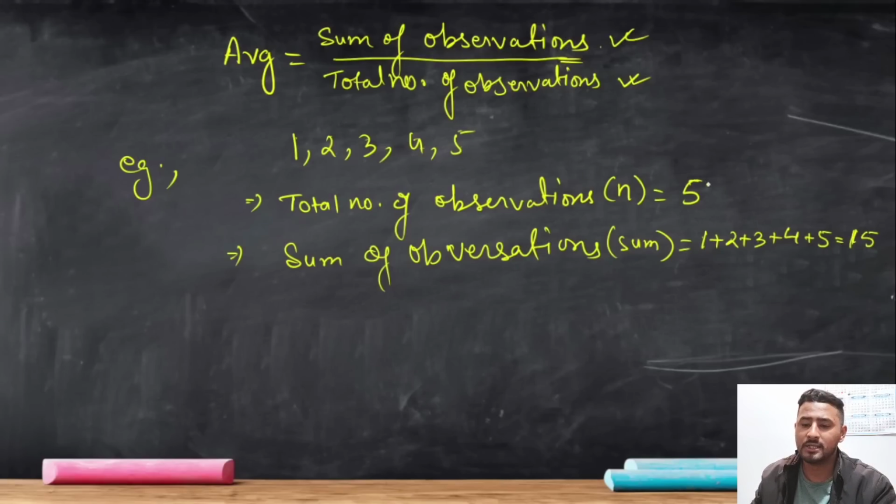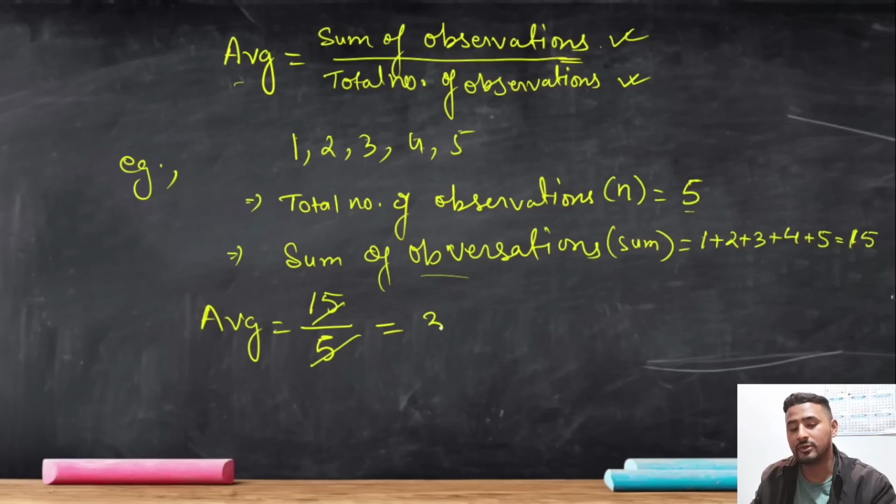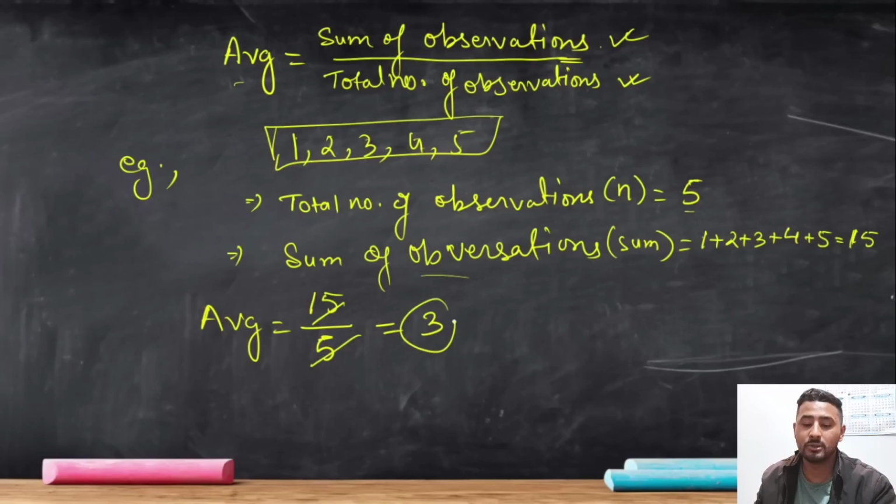Let us put this value of total number of observations and sum of observations in the average formula, and we'll get the average of these numbers. So average is total sum of observations, that is 15, divided by total number of observations, which is 5. Cancel this one, 5 into 15 is 3. So the average of these 5 numbers is 3. It is the central value. I hope it is clear.